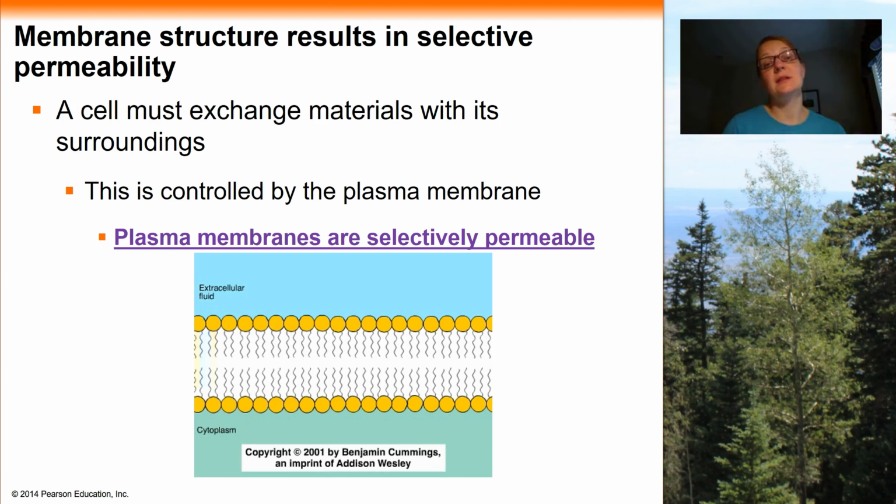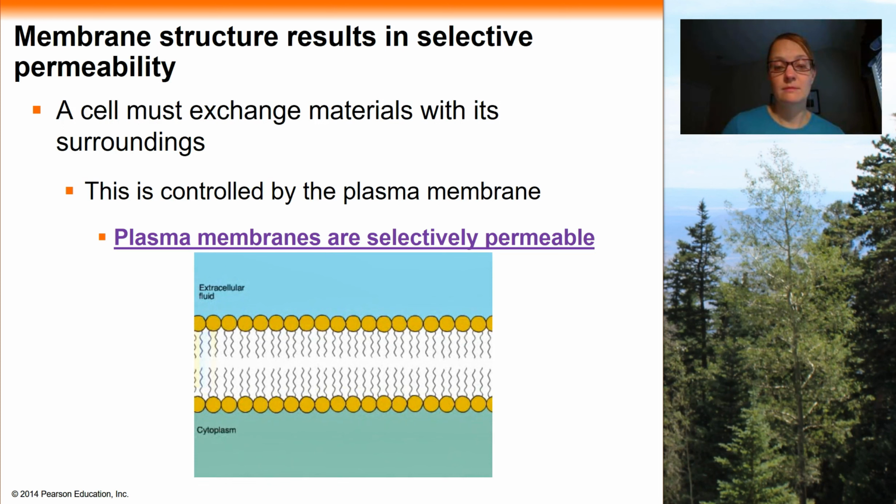So we know that a cell has to exchange material with its surroundings. Nutrients have to come into the cell, oxygen has to come into the cell, and then the cell uses that material, and as a result of the chemical reactions that take place inside, it produces waste. So it has to get rid of that waste, it has to get rid of carbon dioxide, for example. So many materials need to be passed across that plasma membrane, and yet the plasma membranes are selective, so not everything is allowed to pass across easily. So let's take a look at this particular animation, introducing selective permeability of membranes.